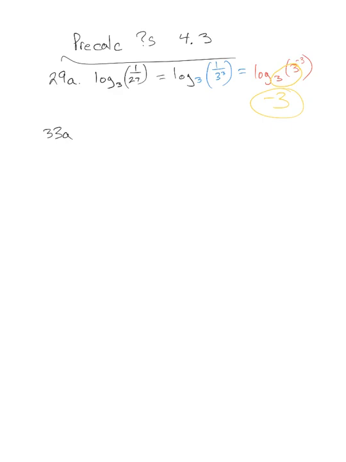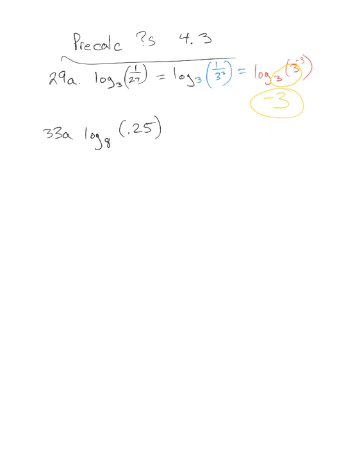33a. The log base 8 of 0.25. Okay, so this is a little bit harder. We need to get the 0.25 to have a base 8 or something very similar. So let's work this out a little bit.